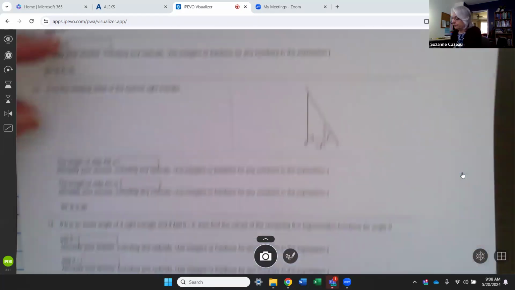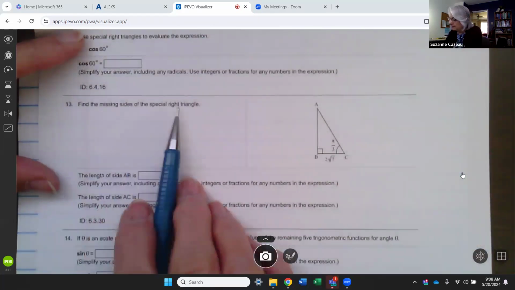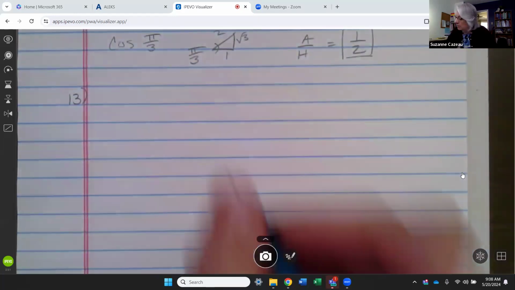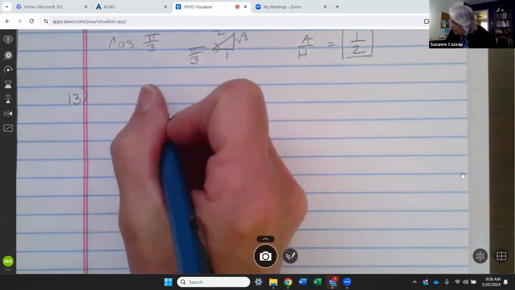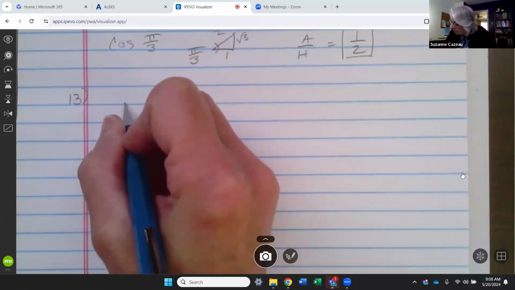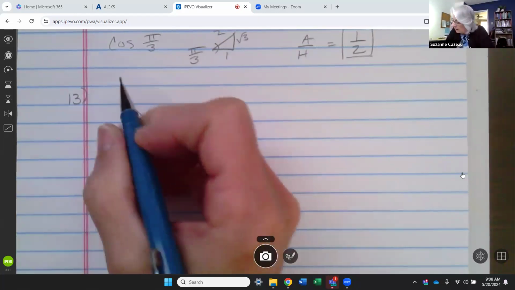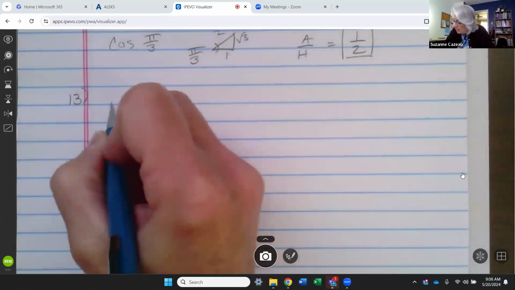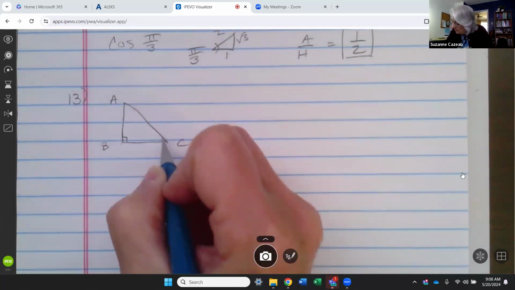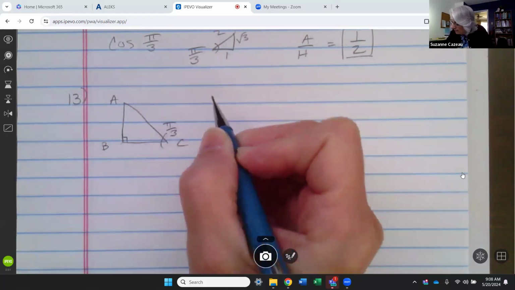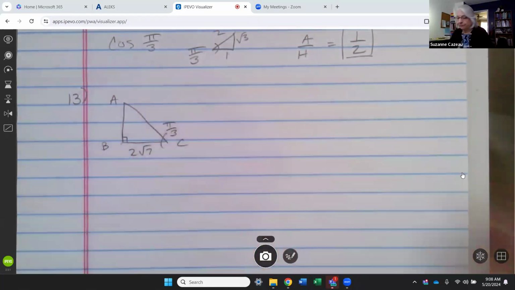It says, find the missing sides of the special right triangle. Okay. So what I like to do, I always like to draw my triangles with the angle in the left corner. So this is what they give us, though. They give us this B, A, C, that this is pi over 3, and that this is 2√7.